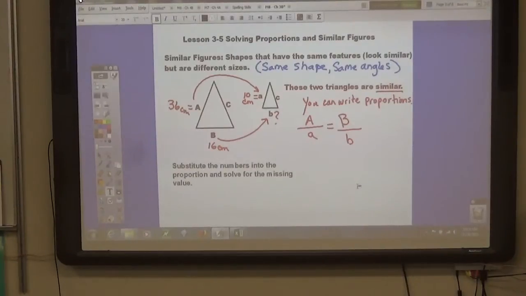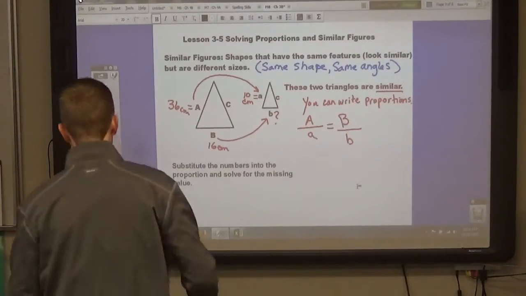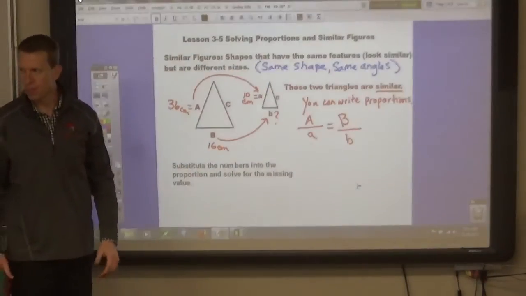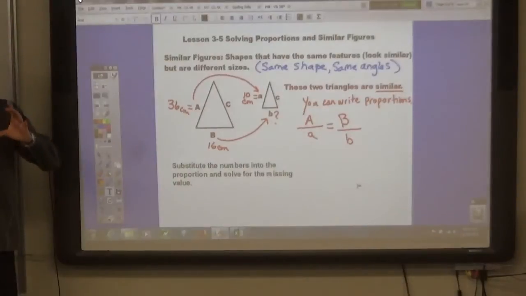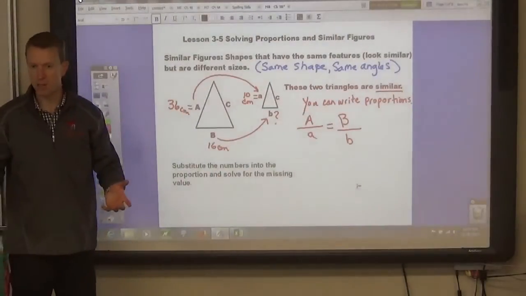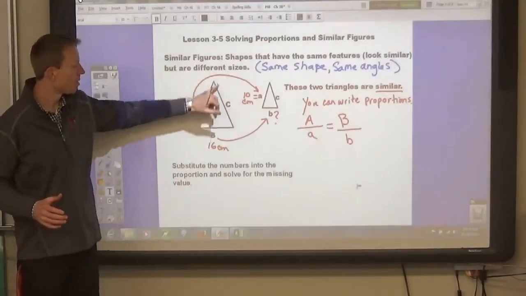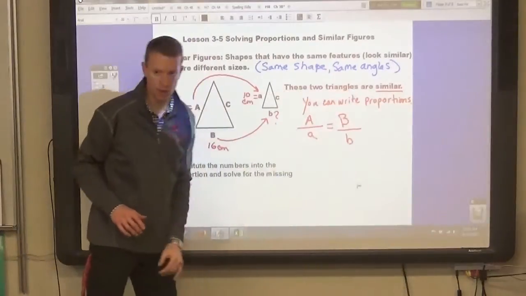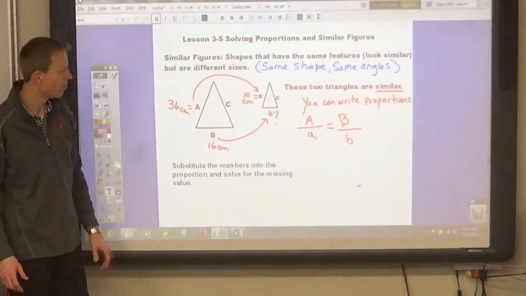Hello, 8th graders. Lesson 3.5 is on similar figures and solving proportions. Similar figures have the same shape, but they're different sizes because the lengths of the sides are different. The angles are the same though, okay? That's also important with similar figures.